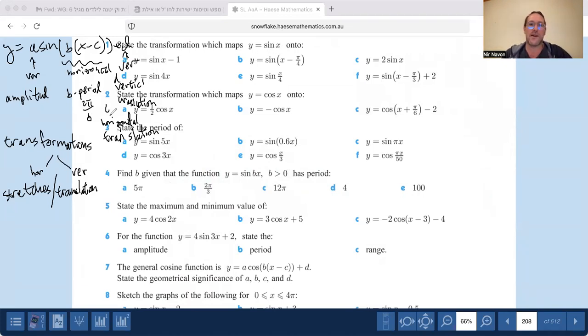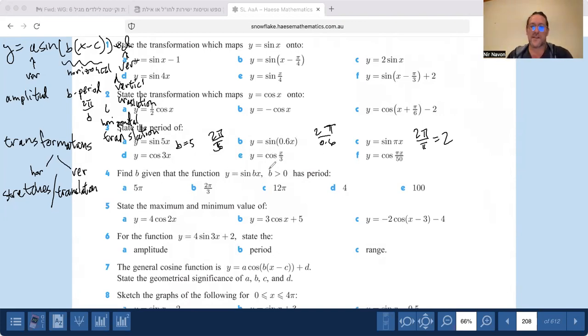So the period is 2π over b, here b equals 5. Okay, we see here this is the b, so that is 2π over b, or over 5. This is 2π over 0.6. 2π over π, 2, and so on.